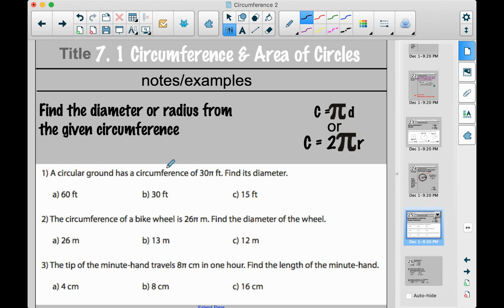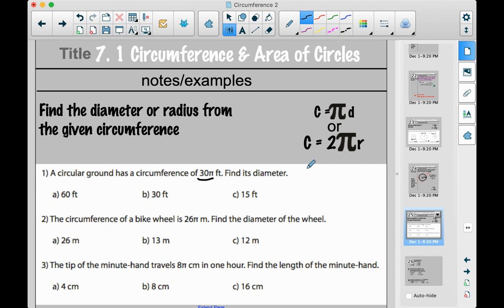So let's try a couple more of those. A circular ground has a circumference of 30 times pi feet. This is an example of one where they're not using 3.14, they're giving the exact answer. Because pi is a decimal that goes on forever, the only way to write it exactly is to actually use the symbol pi to represent that whole number. So here it says the circumference is 30 times pi.